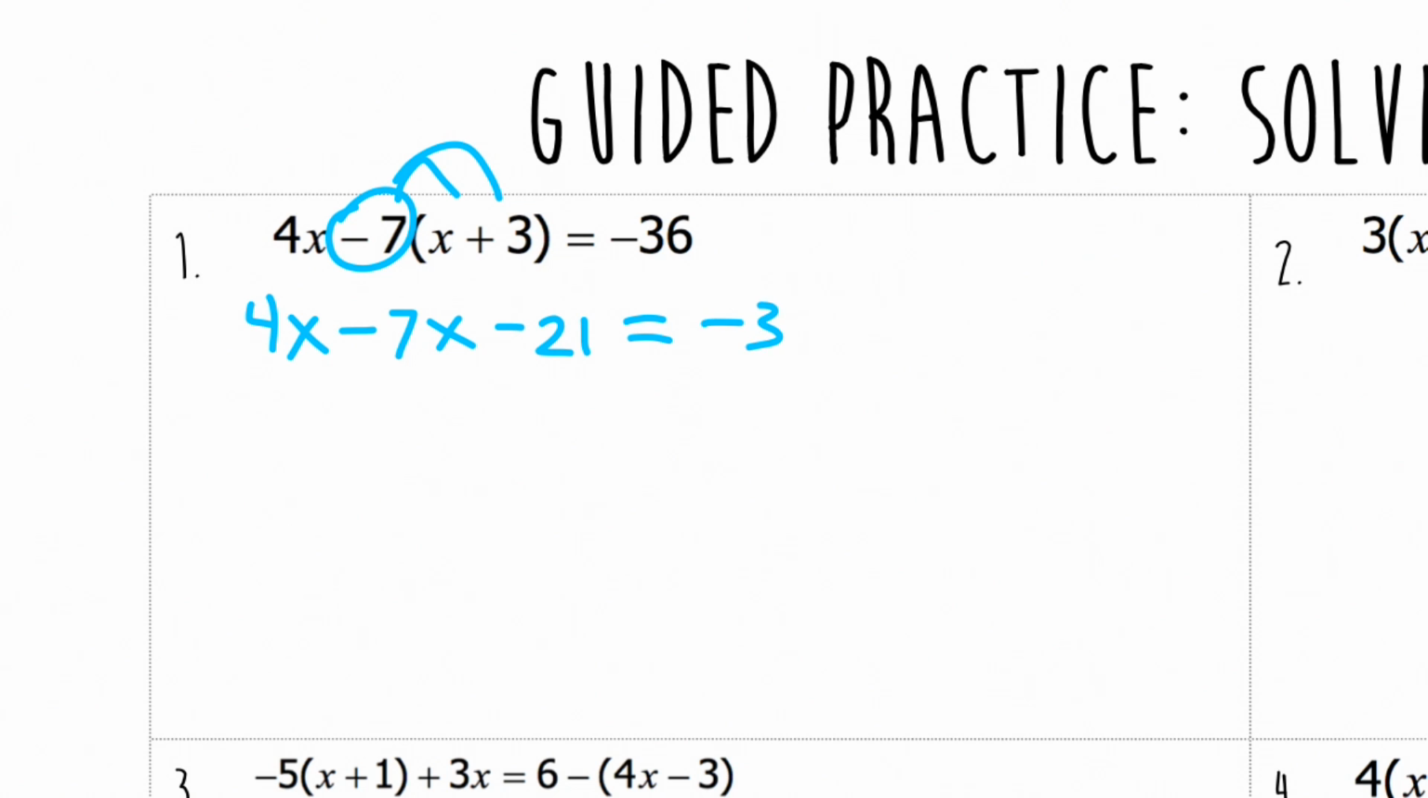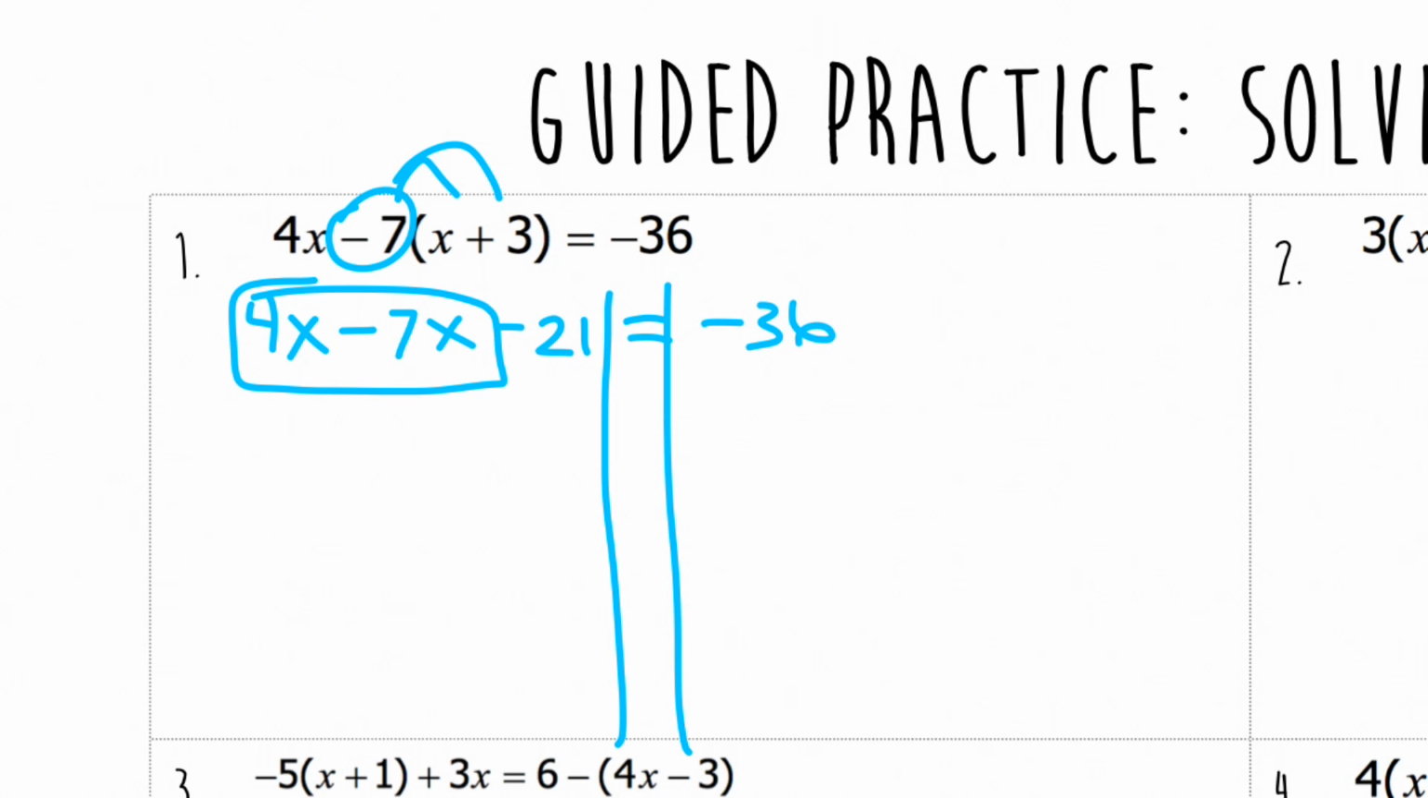Okay, the second question you need to ask yourself is, are there any things on the left side of the equal sign that I can put together? And are there any things on the right side of the equal sign that I can put together? Okay, so remember, this is where we start looking at it as separate sides. Okay, so I recognize that I can put this 4x minus 7x together, and I recognize that that's actually -3. So I write -3x minus 21 equals -36.